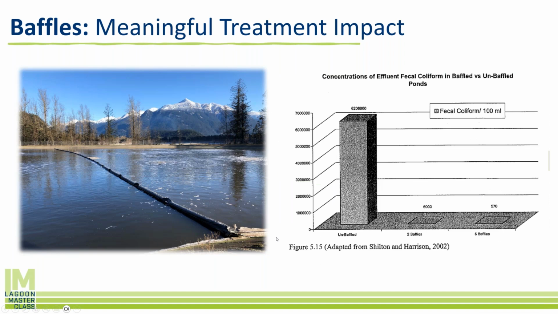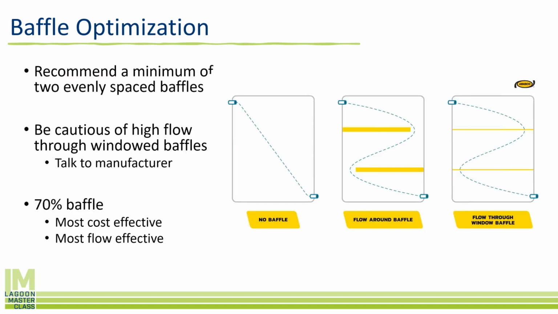And this applies not just to BOD, this is fecal coliform as well. You'll see this is a lagoon system from a study from Schulten and Harrison, and the fecal coliform in the effluent was extremely high in this one case in an unbaffled lagoon. And simply by adding baffles, any baffles at all, there's a big difference between 2 and 6, but the biggest difference is by adding any bafflage at all, the raw influent waste is not making it to the effluent in time, and therefore the fecal count is going down.